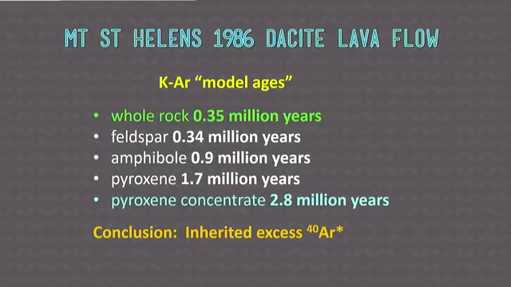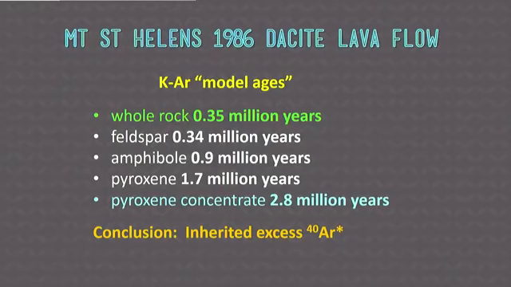Potassium-argon ages range from the whole rock at 0.35 million years up to one of the minerals, pyroxene, which gave an age of 2.8 million years. That's one of the minerals in the rock that was separated. Why did it give such large ages? Simply because it inherited daughter argon to begin with.